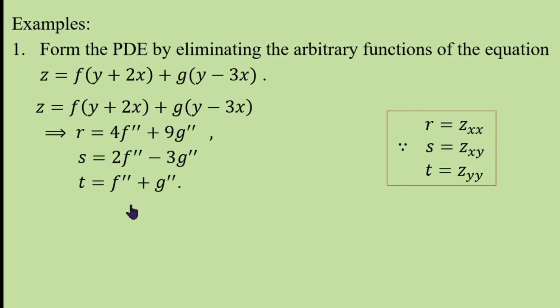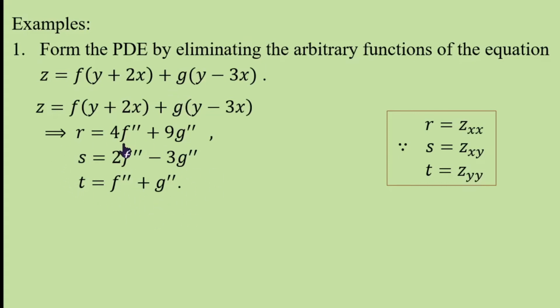Very simple logic. To find R, that means partial derivative of z with respect to x twice, and hence take the coefficient of x 2 times, that is 2 into 2, 4 f double dash, second derivative, and minus 3 into minus 3, that is 9 g double dash. S is zxy, that means when you differentiate with respect to x, here 2, when you differentiate with respect to y, it is 1, 2 into 1 f double dash, 1 into minus 3 or minus 3 into 1 g double dash. And with respect to y, zyy means 1 into 1 f double dash, 1 into 1 g double dash.